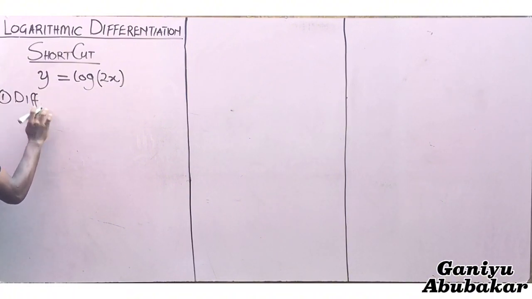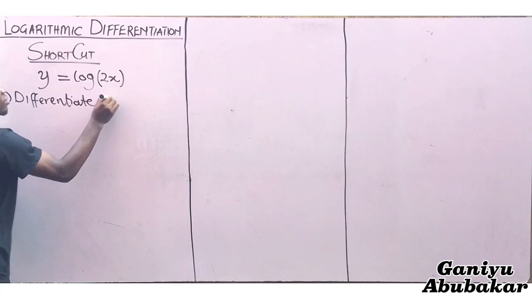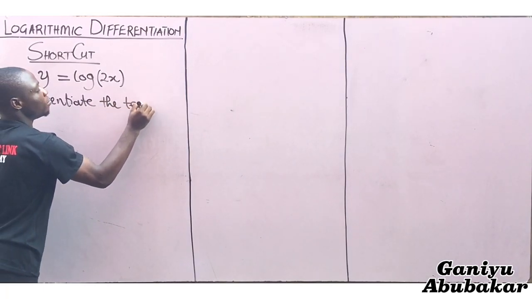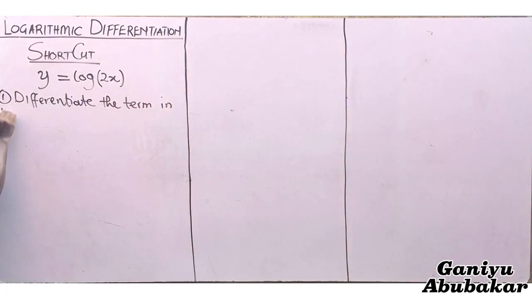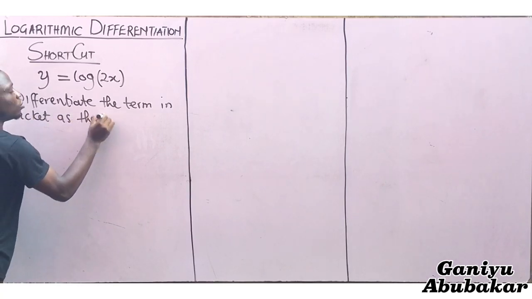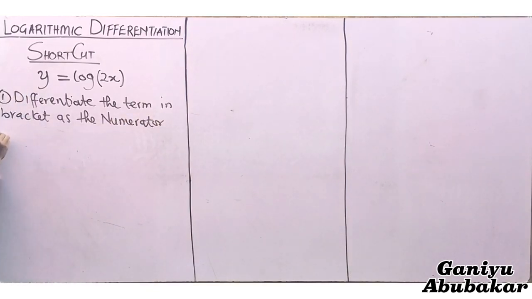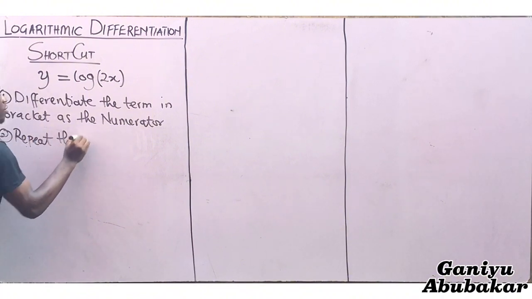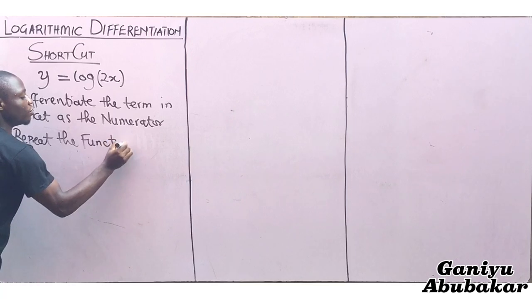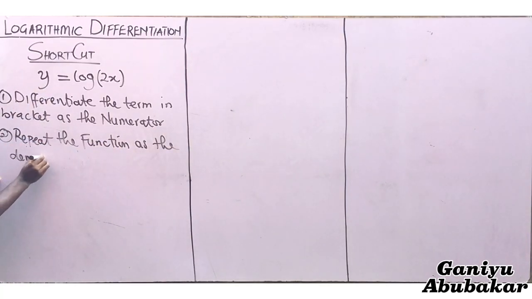differentiate the term in bracket as the numerator, and rule 2 says repeat the function as the denominator.